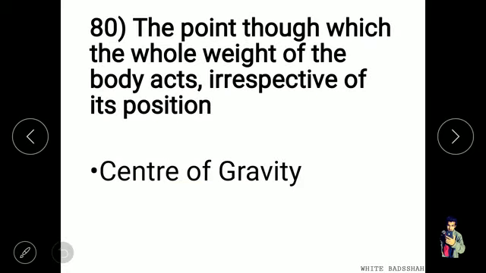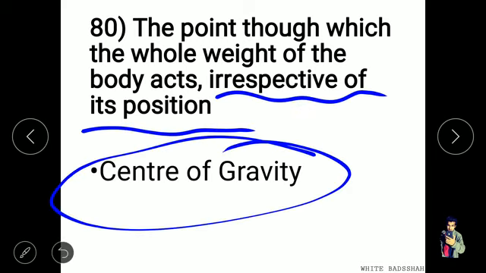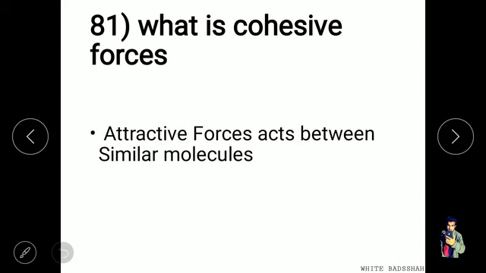Now, the point through which the whole weight of the body acts, irrespective of its position, is known as the center of gravity. Now, what are cohesive forces?